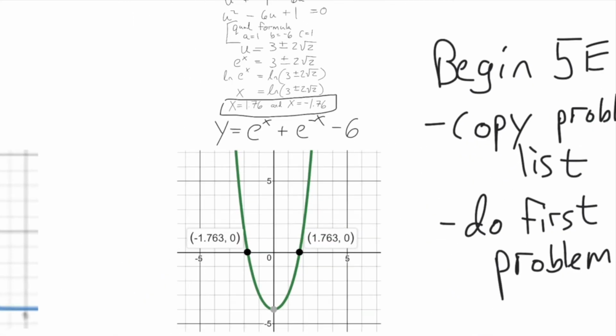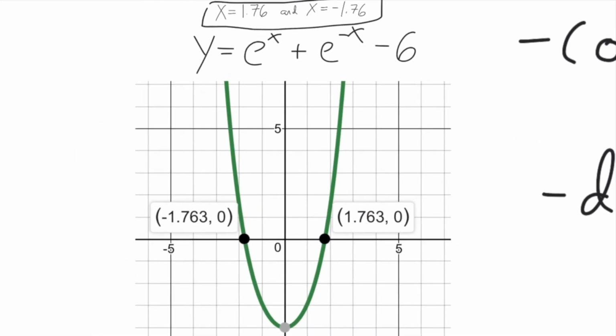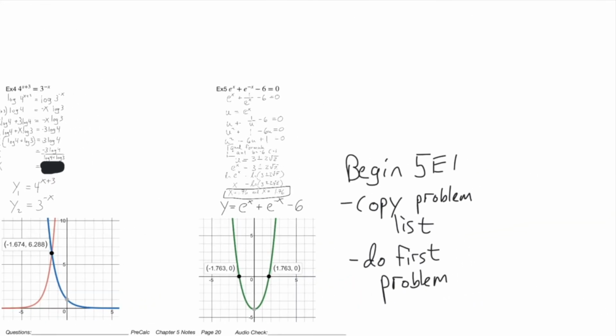The way to do it graphically would be to graph it. Big surprise there. Let's just graph it and see what happens. Since it's all equal to 0, we look for the x-intercepts, and there they are. Negative 1.763. That would correspond to this answer, and then this would correspond to this answer. It intersects the x-axis twice.